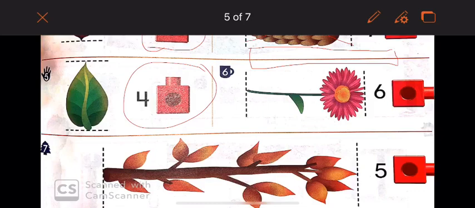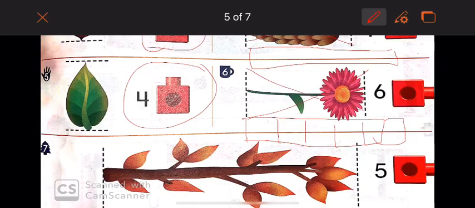Number 6, compare the length of the flower to the cube train and mark an X on the one that is shorter. So if I have a train of 6 cubes, I think it will be this way or even a bit longer. So I think it is longer than the flower, so I will put an X on the flower.